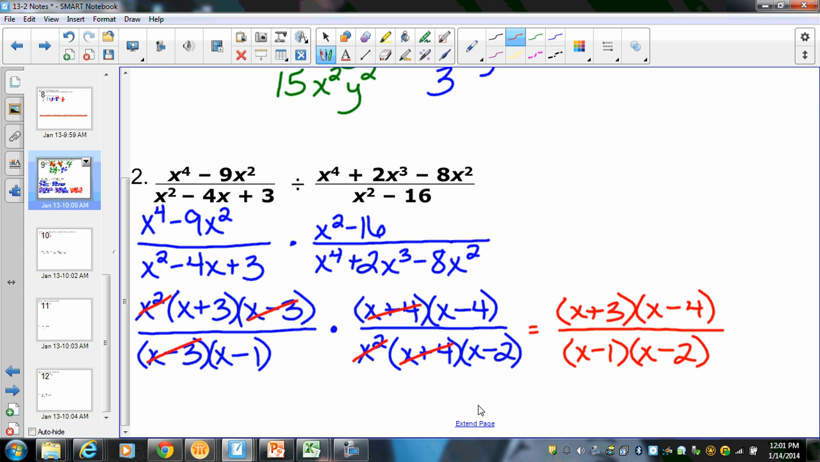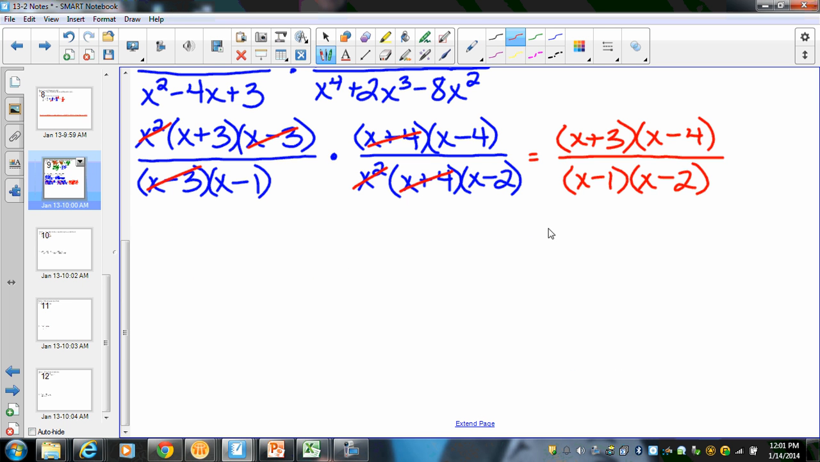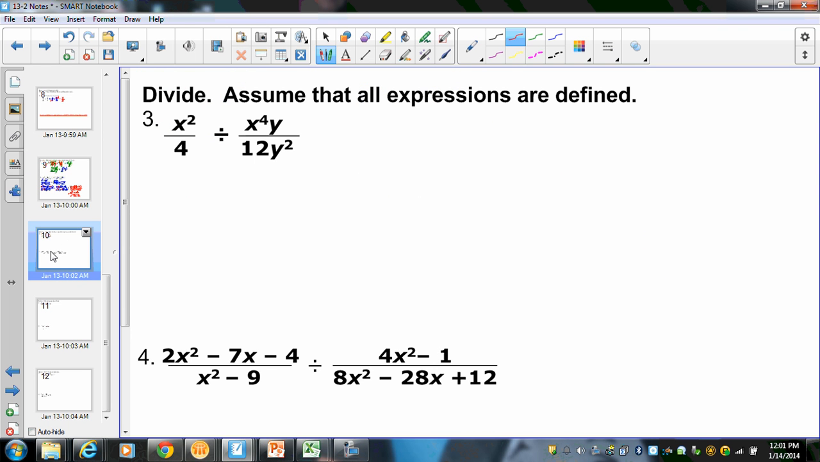That technically is the correct answer, but I would suggest that you take the time to FOIL those out. And so you get x squared minus x minus 12 over x squared minus 3x plus 2. That's the answer I'm going to be looking for. Distribute whatever is left.